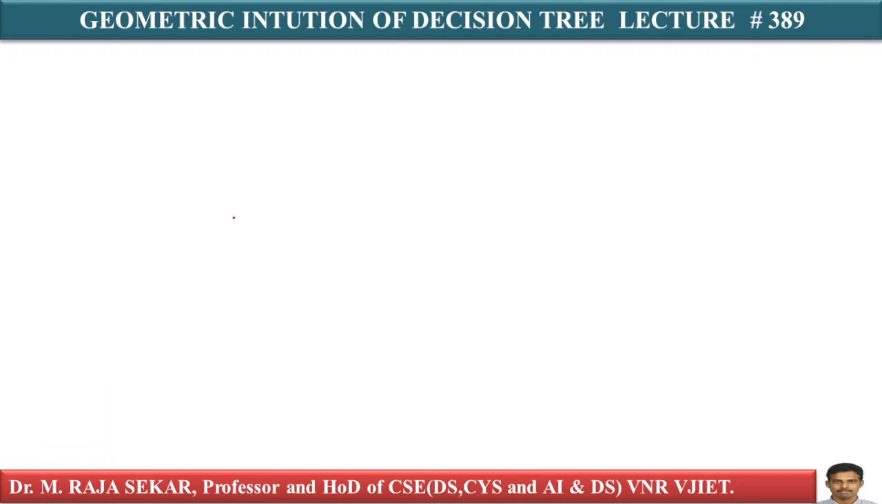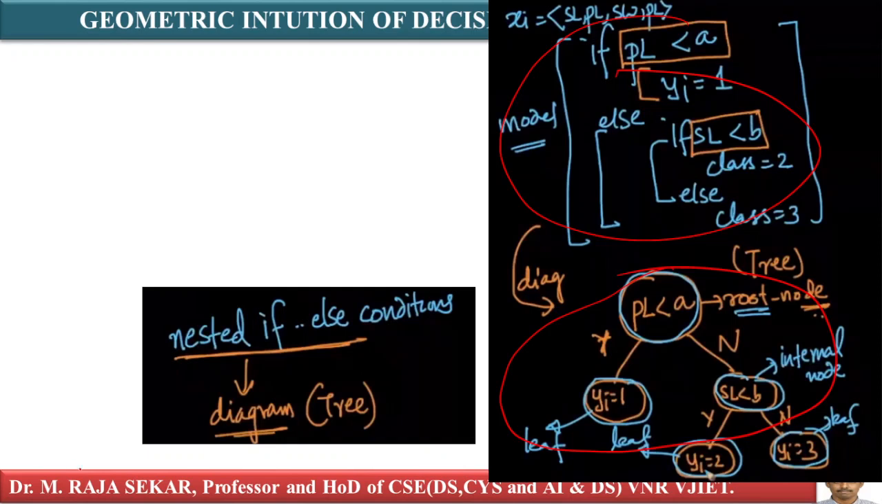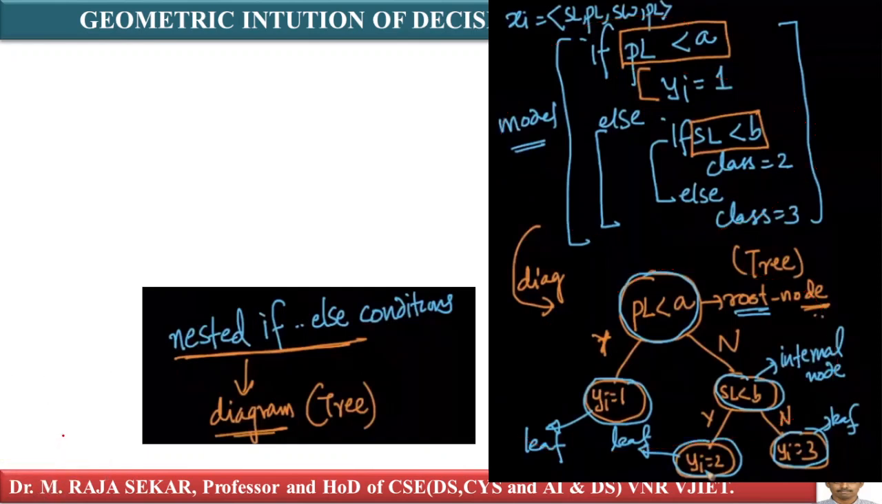In this lecture, I will continue my discussion on geometric intuition of decision tree. Before understanding this lecture, I request you to go through my previous lecture, that is lecture number 388. This particular simple code we discussed in our if else code in our previous lecture. This is basically a nested if else condition that we converted into a diagram. That diagram is known as decision tree.